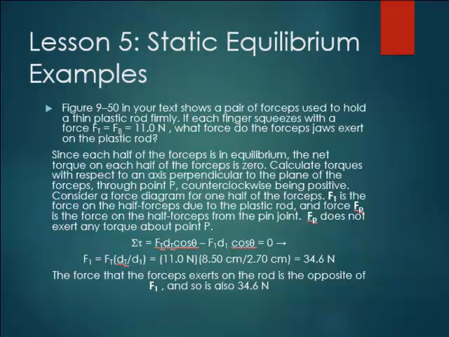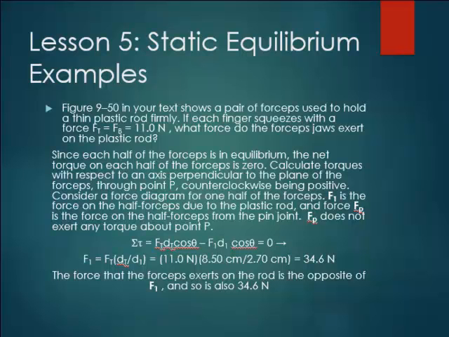So we have to look at this both in terms of forces and torques here. Since each half of the forceps is in equilibrium, the net torque on each half of the forceps is 0. So this is our sum of all torques is equal to 0. We calculate the torques with respect to an axis perpendicular to the plane of the forceps going through the pivot point, that we imagine the axis coming out of the page. And thus we also set up counterclockwise being positive.